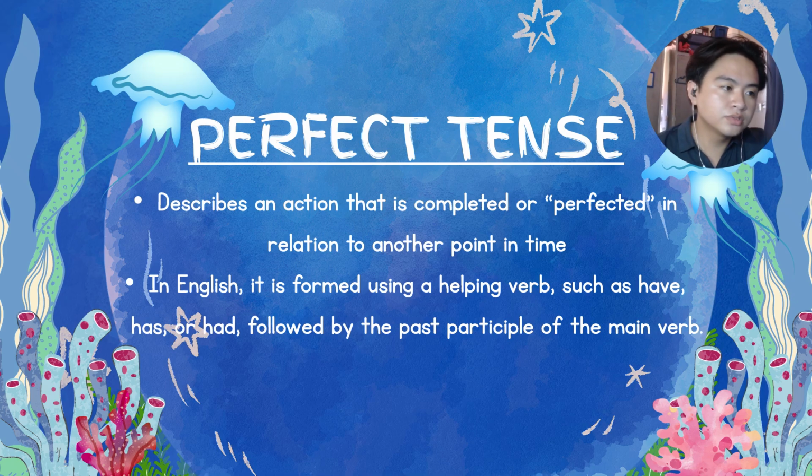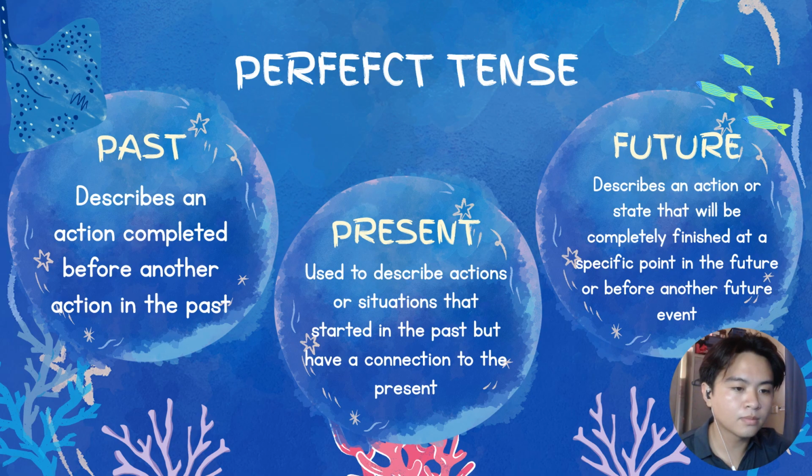Perfect tense is used to describe an action that is completed or perfected in relation to another point in time. Perfect tense in English is formed using a helping verb such as have, has, or had, and then followed by the past participle of the main verb. Alright, the perfect tense is divided into three parts, which is the past, the present, and the future.